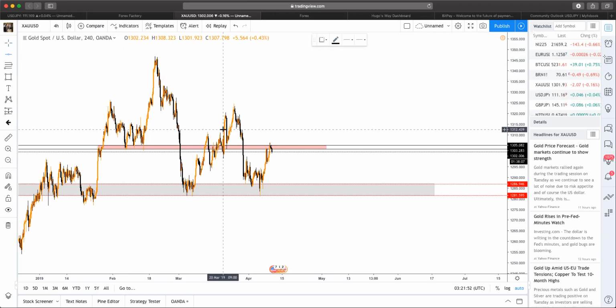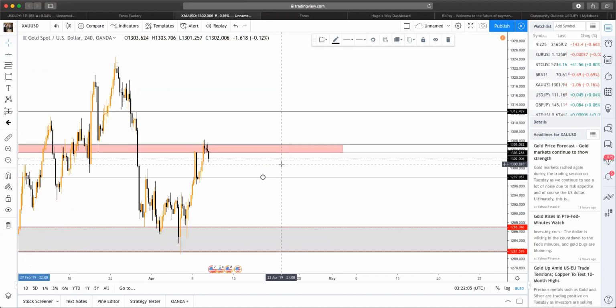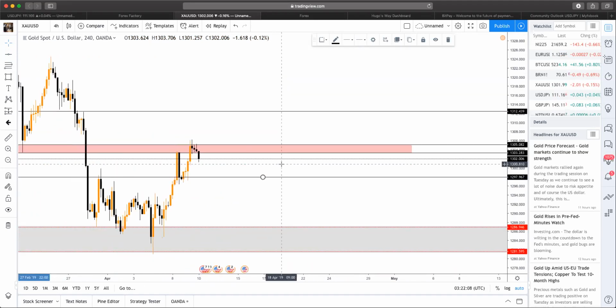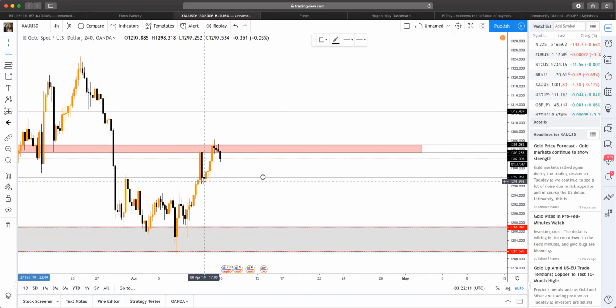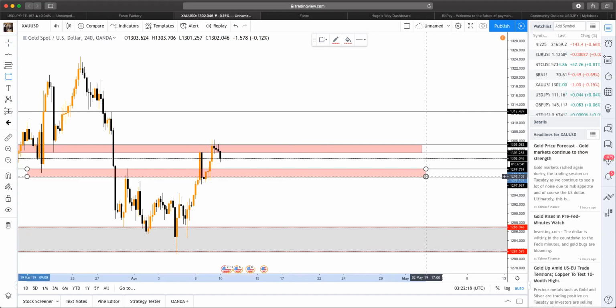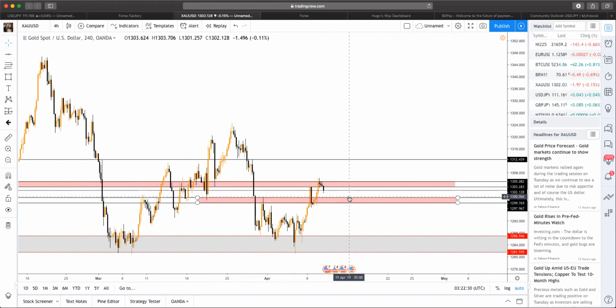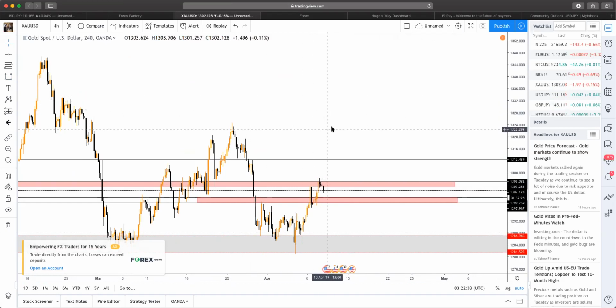But let's see if I can give you a clear idea. I could definitely see it come back down to 1297. Before that, it can come back up to 30. You can go back down to 1300, I'd say. So you may want to look at that.